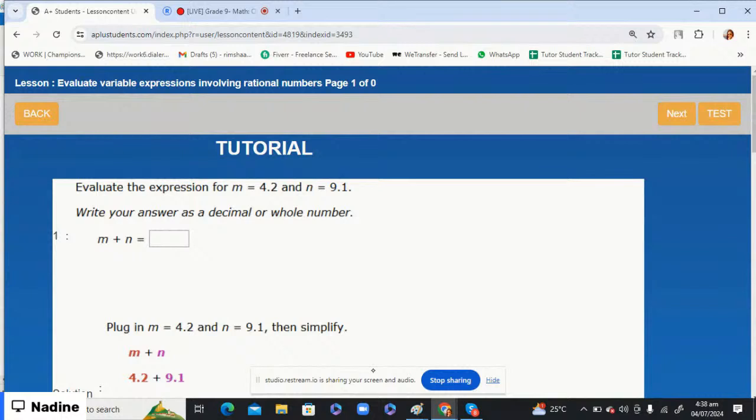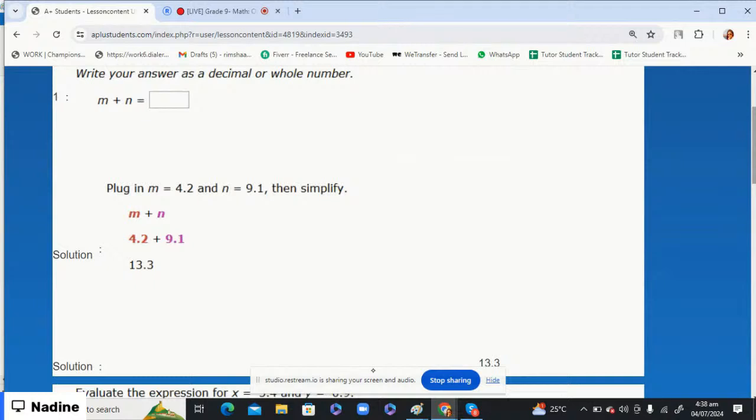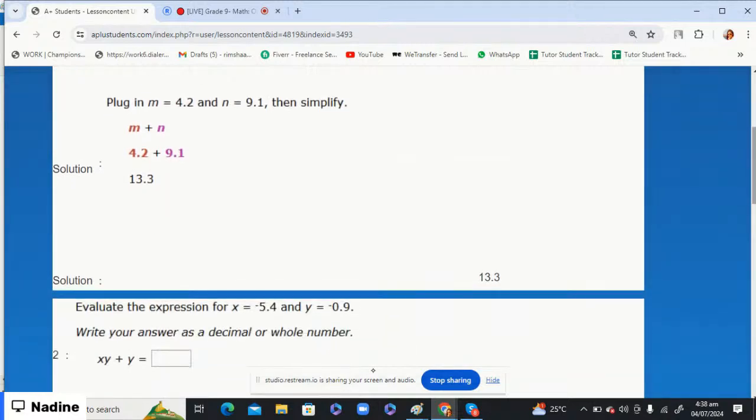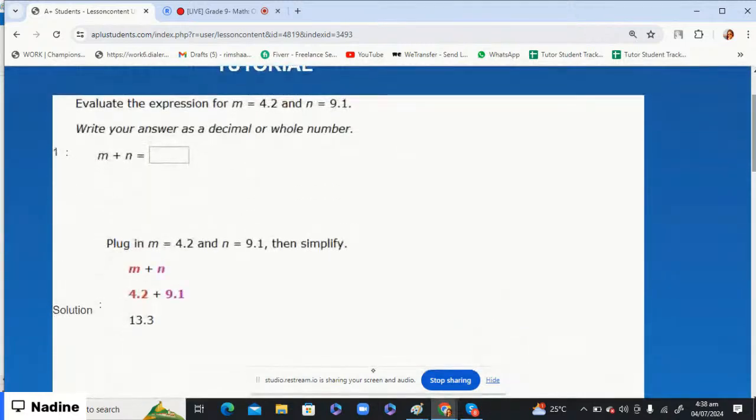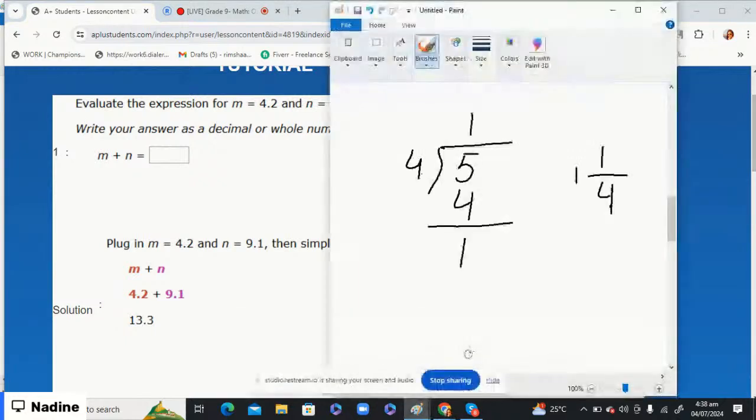Alright, so look at here. Value of m is given, value of n is given. Evaluate the expression. Write your answer as a decimal or whole number. It's all up to you, whether you write your answer in the form of a decimal or a whole number. So here two values are given.